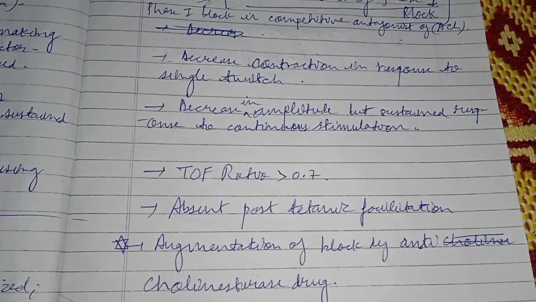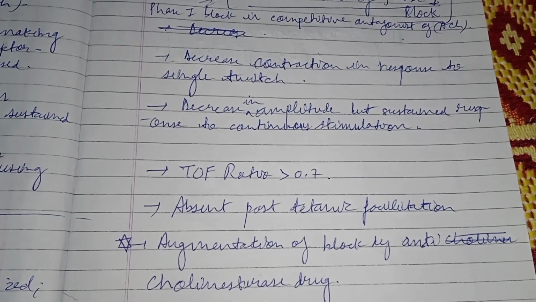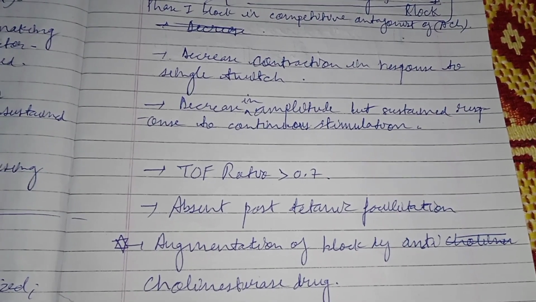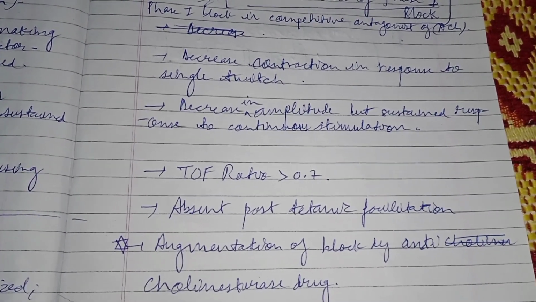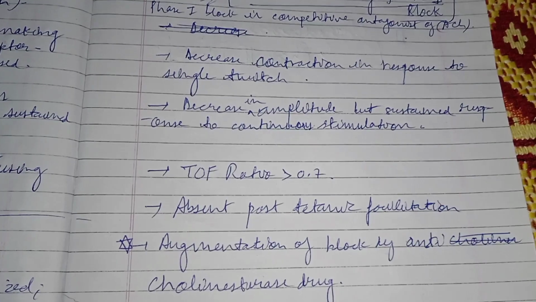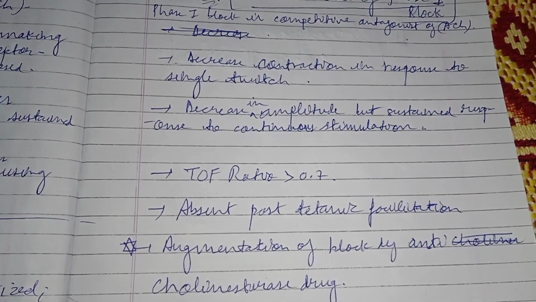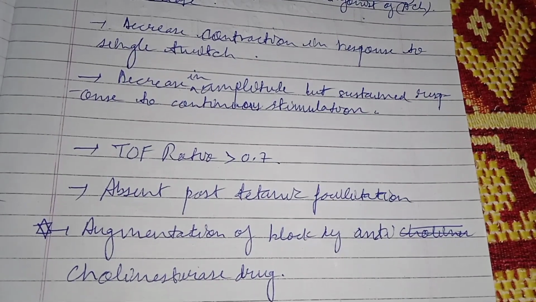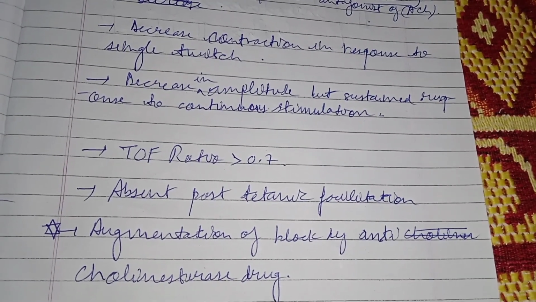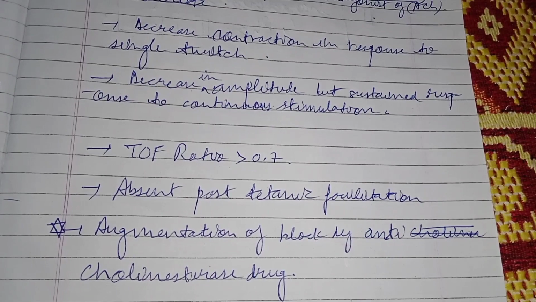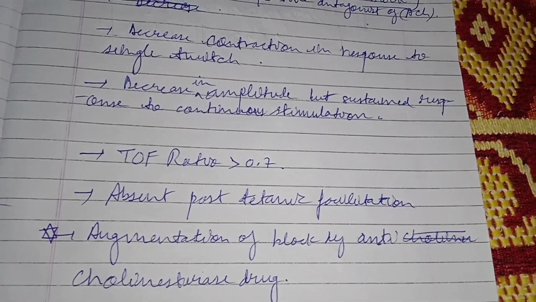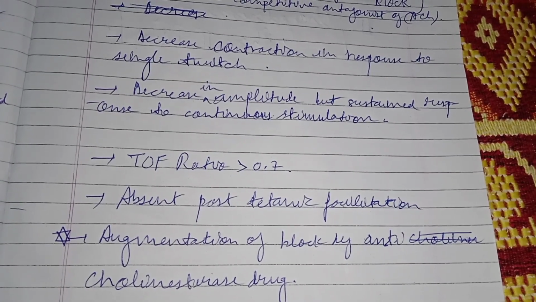that if the patient is under the influence of phase 1 block of succinylcholine, and if we administer anticholinesterase drug to that patient, then there will be enhancement of the block rather than reducing it. So this augmentation of block occurs when we give anticholinesterase drug before the patient comes out of scoline, and this is the most important point.